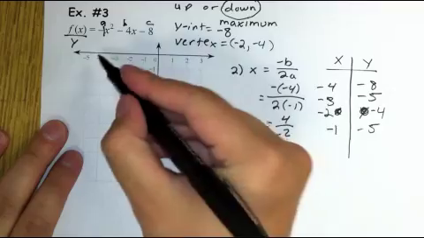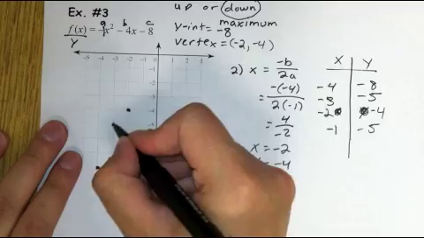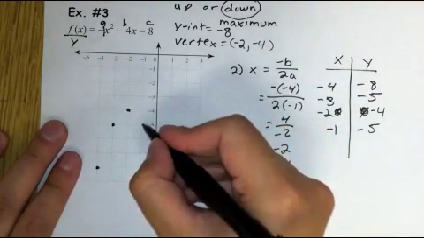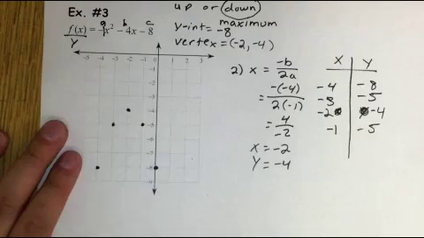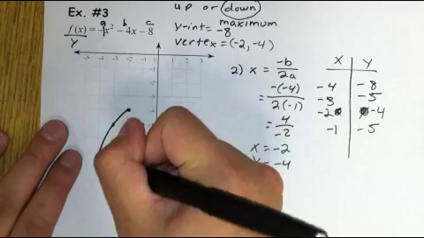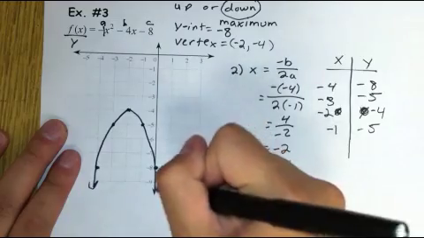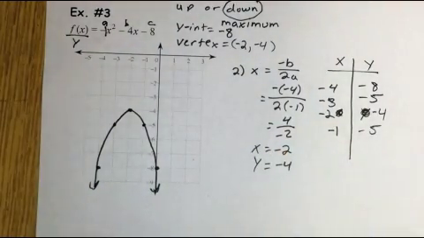Okay, let's plot it. Negative 4, negative 8. Negative 3, negative 5. Negative 1, negative 5. Once again, not straight lines. Let's give it a little bit of curve. Doesn't need to be pretty, but let me see something. Okay. Pretty easy, right?